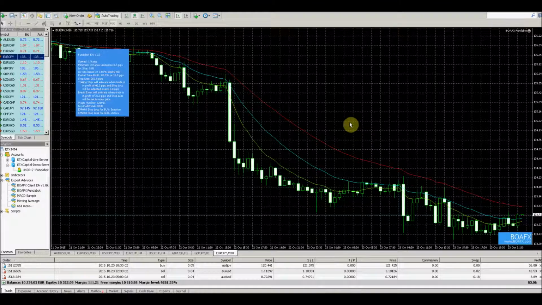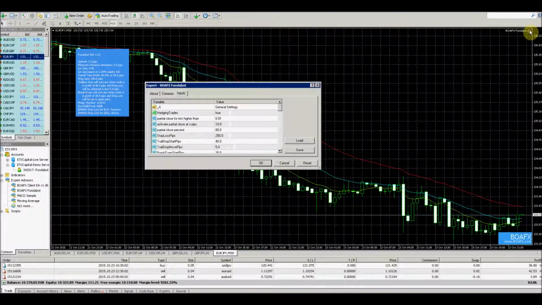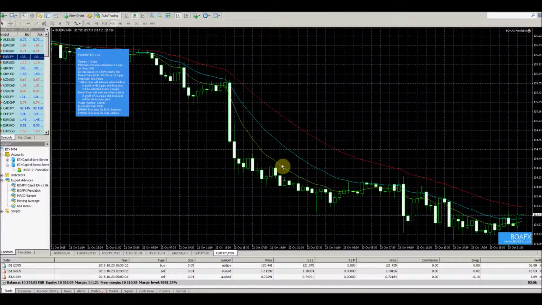I know that it did have a profitable trade on the euro yen. If I look at the settings here, you see here it's partial close for lots higher than 0.01. Activate partial close at X pips: 100, and partial close at 80% at 100. At 100 pips, it closed down 80% of the trade.